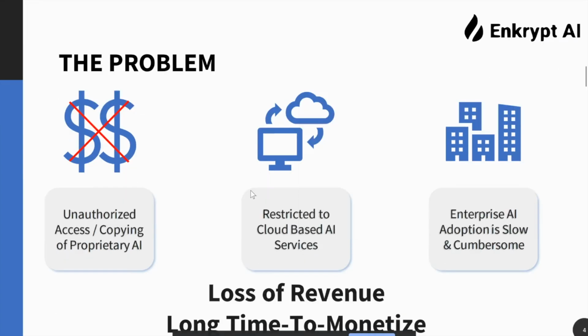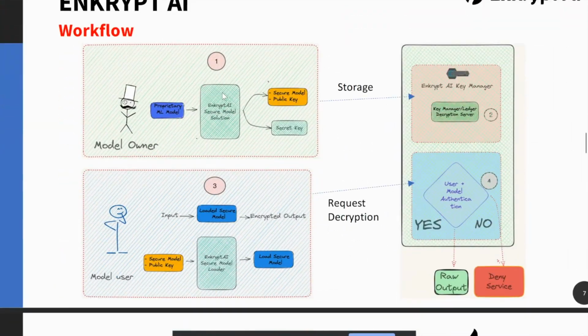The architecture that we have right now is we have a model owner who secures their proprietary ML model using our SDK to get a secure model, and then they push this secret key to the key manager service on the right. The model user then downloads the secure model from a location or a package that has been delivered to them by the model owner, and then gets to use this encrypted model and run their inputs for text generation. But they only get encrypted output, which is completely useless until it's decrypted.